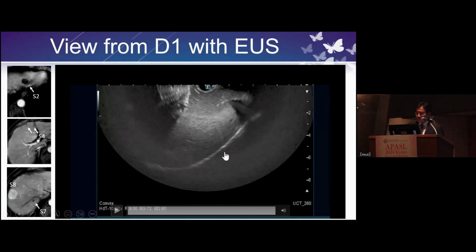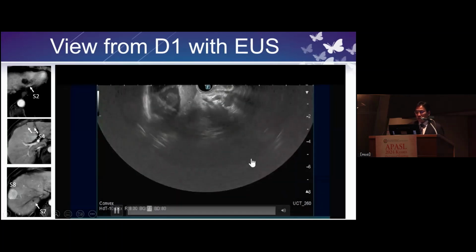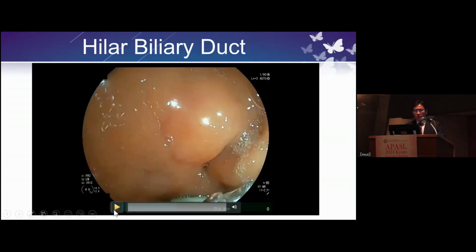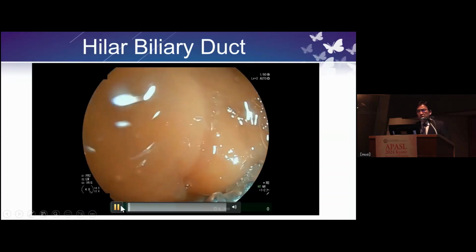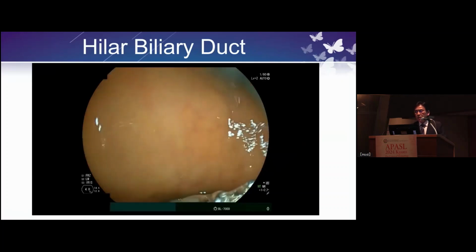So stomach is very important. But this is a very far place. We cannot puncture. So if we want to puncture segment 8, D1 is better, of course. And the biliary tree, just visualization of the biliary tree is very easy from D1.